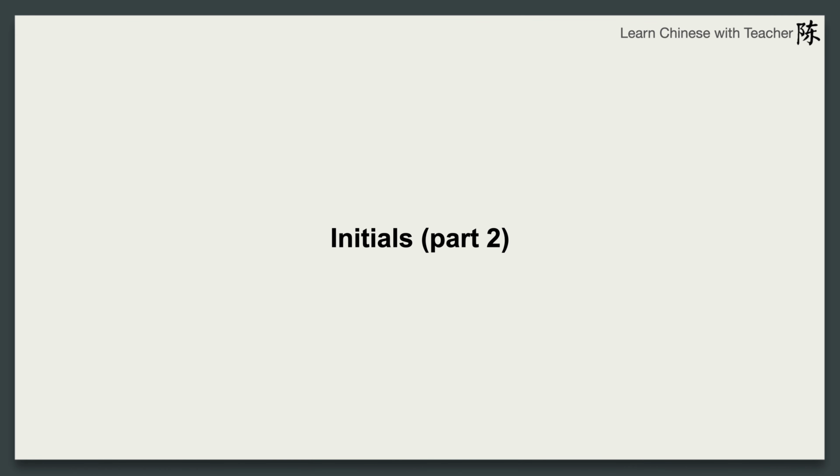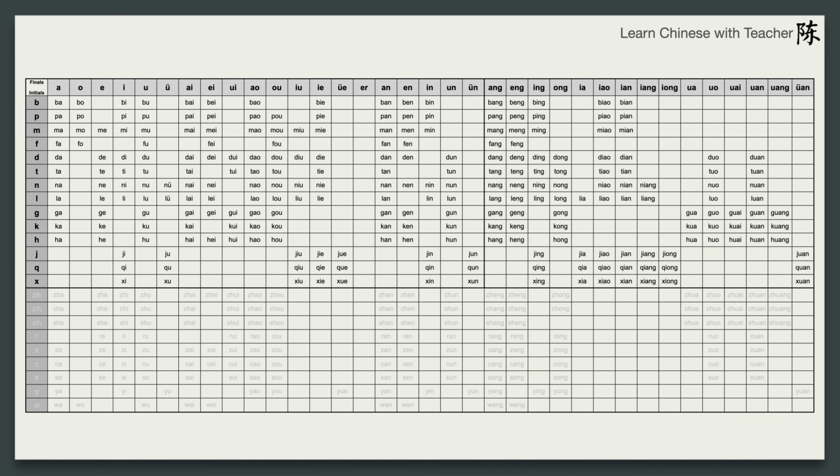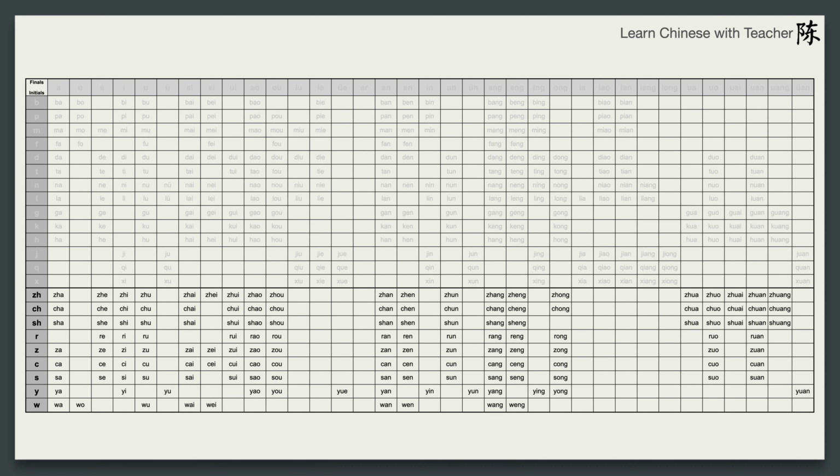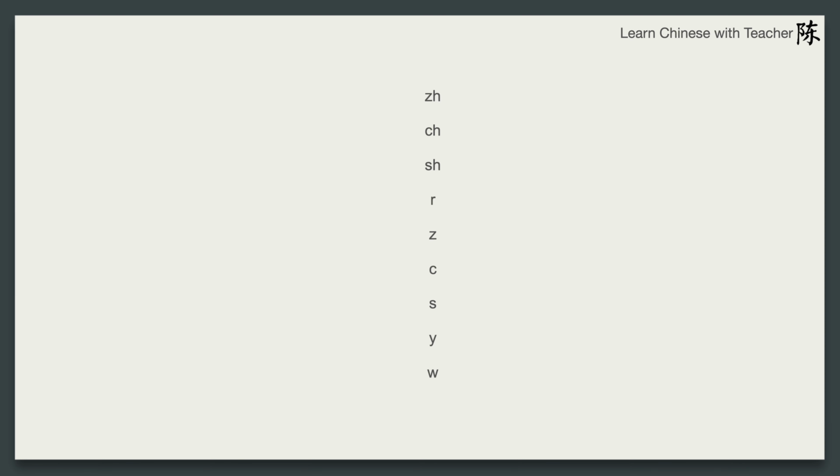Initials, Part 2. In Lesson 1 and 2, we've learned the first part of the initials and all the finals. In this lesson, we'll learn the rest of the initials. They are zh, ch, sh, r, z, c, s, y, w.